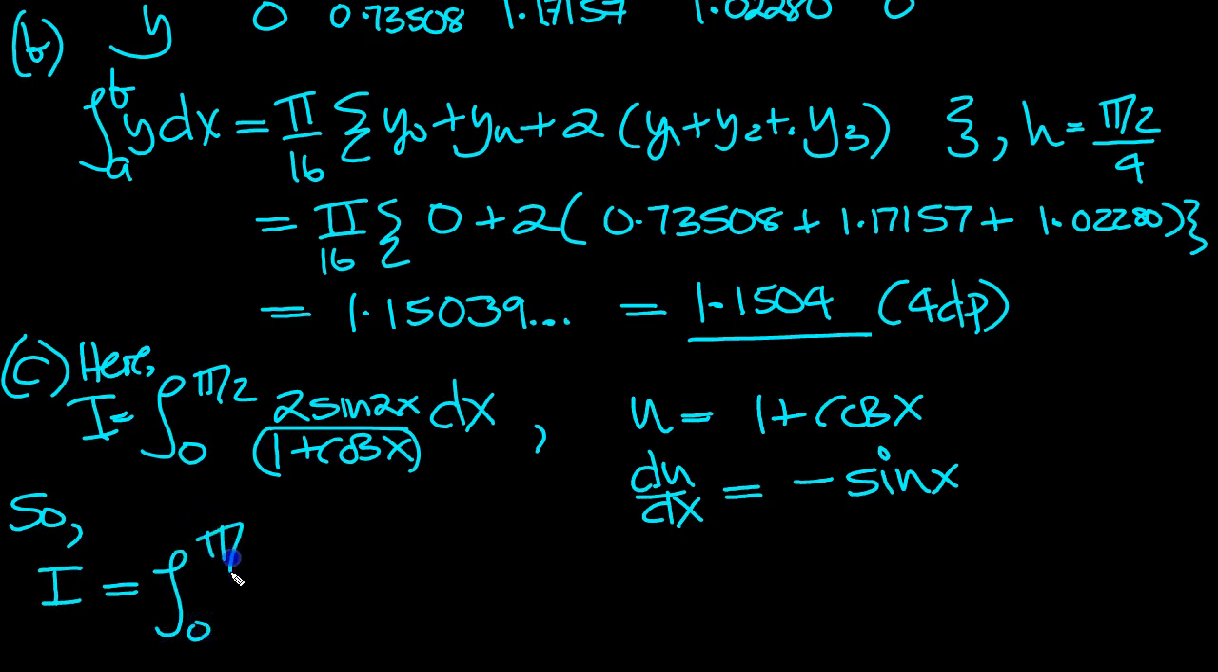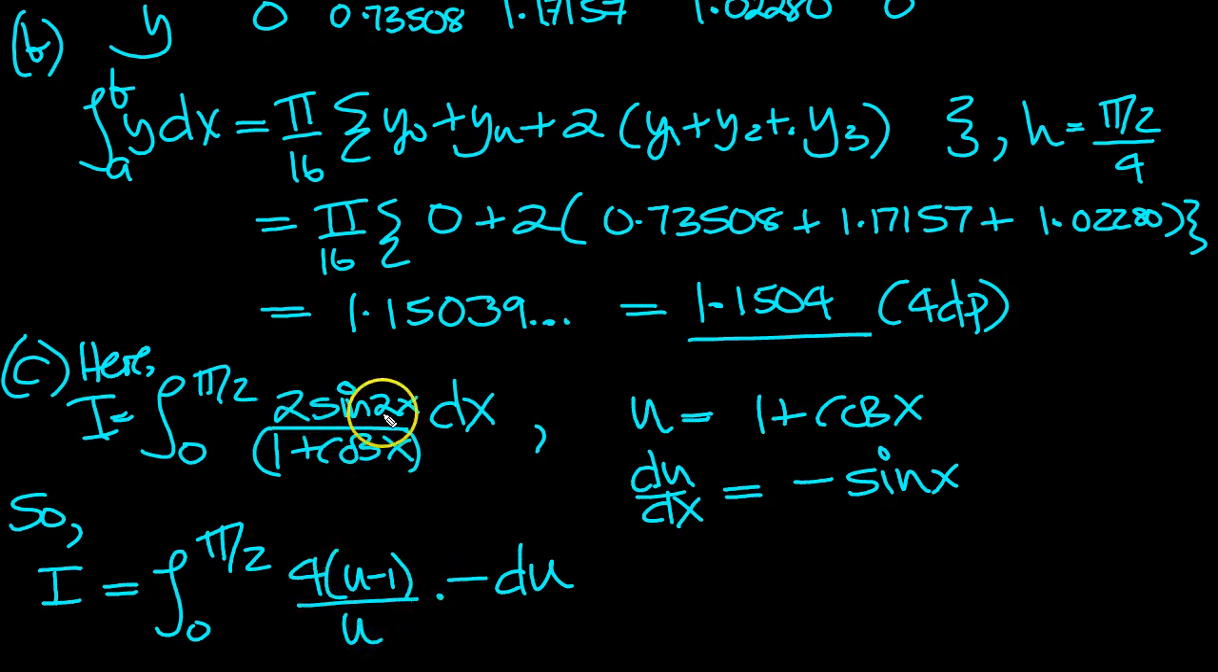So I is equal to then the integral from 0 to pi over 2. Now on the top we've got 4 sin x cos x, because sin 2x is 2 sin x cos x, so that's 4. Sin x can go with the dx, and we'll get a minus du, that's the sin x dx taken care of here. The cos x will be u minus 1, won't it? Okay, over 1 plus cos x, which is u. So I think that's what we've got.